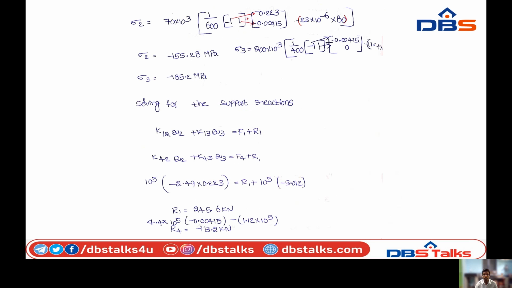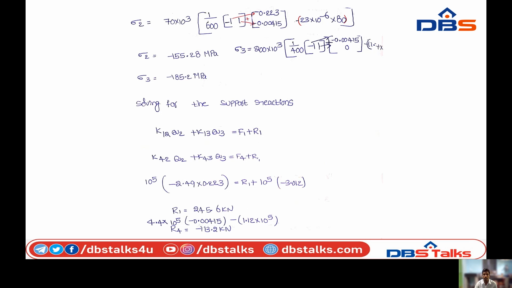Next, based on that, sigma 2 means E of the second element, E2. E2 means 70 into 10 cube, minus B2. B2 means 1 by L2, the length of the second element, 1 by 600, minus 1, 1. Next, here Q will be taken as Q2, Q3. Q2 is 0.223, Q3 is 0.00415, minus alpha into delta T. Alpha is 23 into 10 to the power of minus 6, and the temperature change is 80.